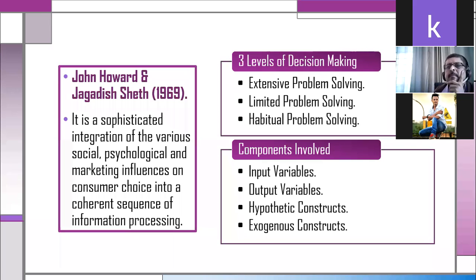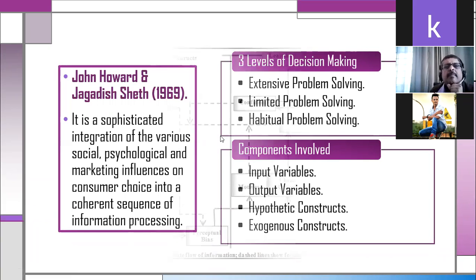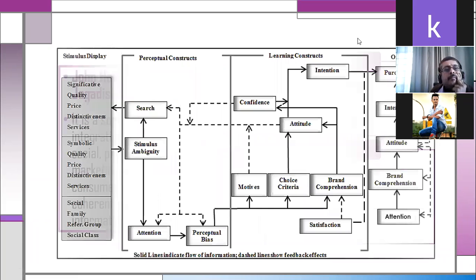And there are four components involved in this process. There are input variables and output variables. Hypothetical constructs come in between input and output variables. And the last one is exogenous constructs. Exogenous constructs are the external constructs which are not included in this process, but they affect the decision making of the consumer externally. So this is the Howard and Sheth model.